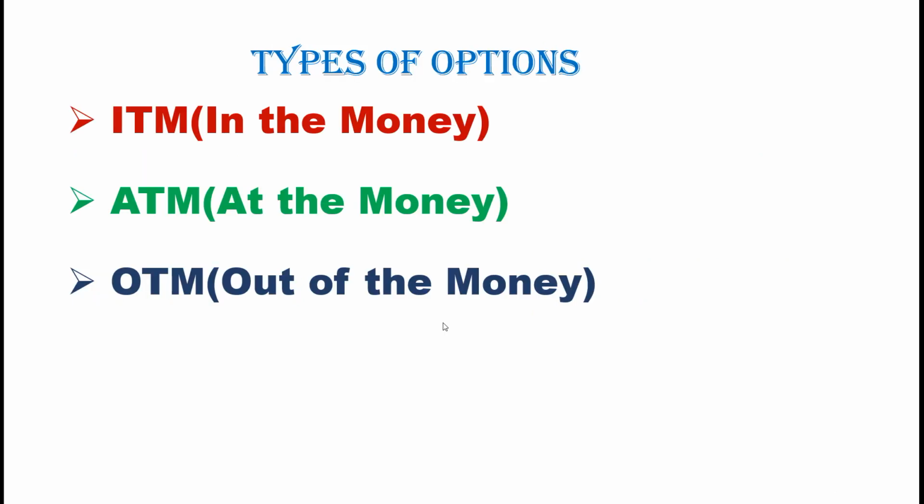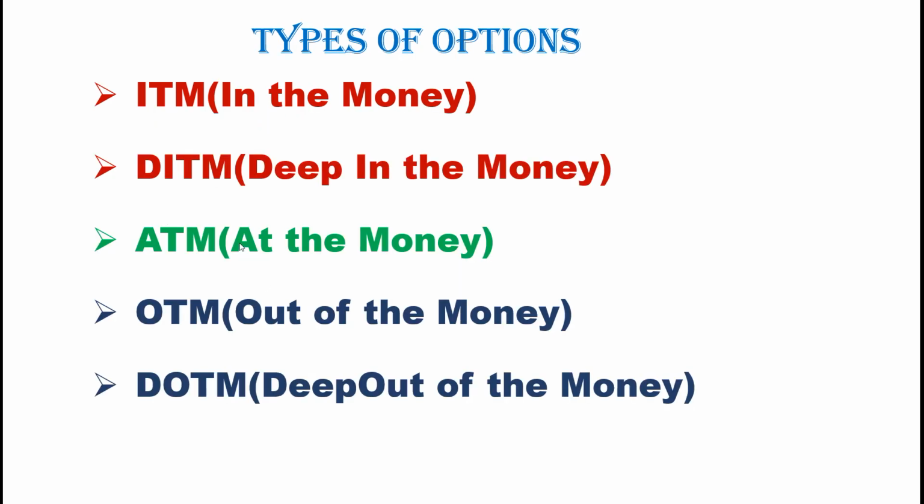What are the different types of options? ITM, that is in the money, ATM, that is at the money, OTM, that is out of the money. Let us include two more types of options. What are they? That is deep in the money and deep out of the money. We will learn each one in detail.